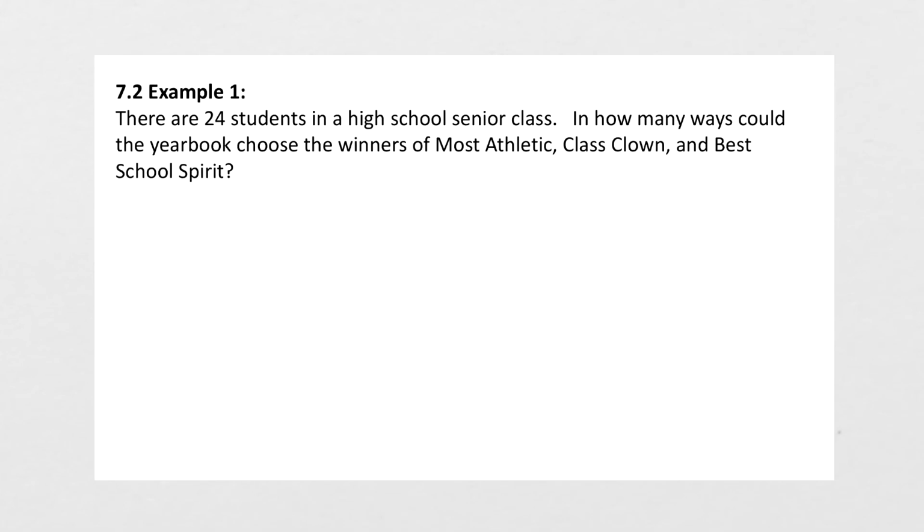Here are a couple of examples for section 2. The first one says there are 24 students in a high school senior class. In how many ways could the yearbook choose the winners of Most Athletic, Class Clown, and Best School Spirit? So in this case, since we have 3 different separate situations, order does matter. So that means we have to use a permutation.